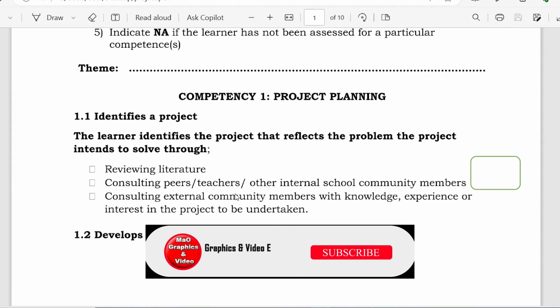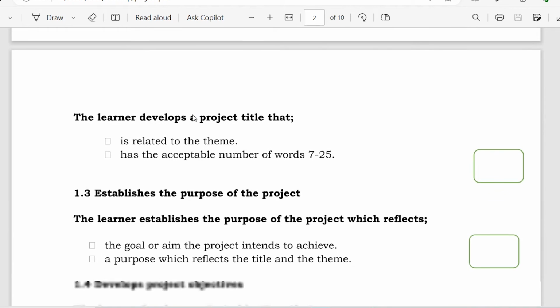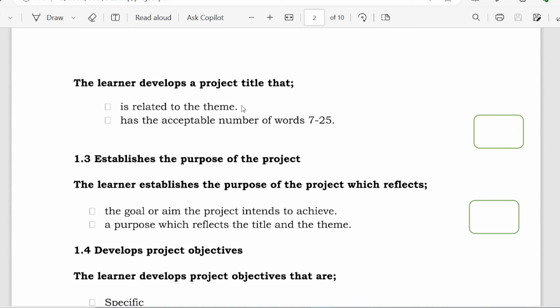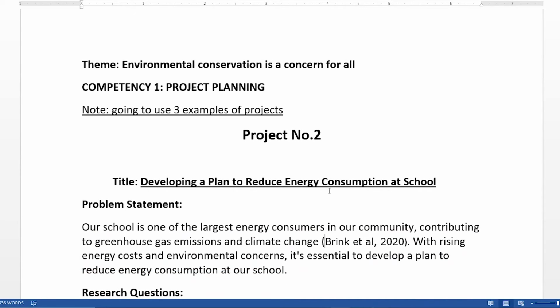Then next, after identifying the project, you're supposed to write a title, and the learner's title should be related to the theme and also between 7 to 25 words. So if you look at this, developing a plan to reduce energy consumption, which is posing a threat to climatic change, how the greenhouse gas emissions are affecting the ozone layer. So therefore, this is related to the theme, which is environmental conservation.